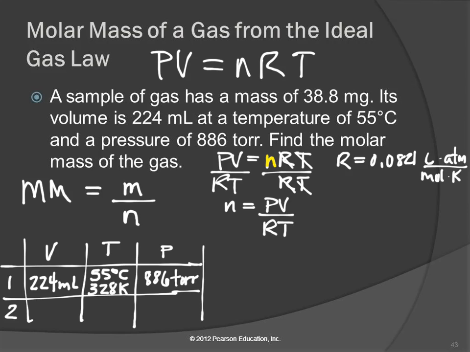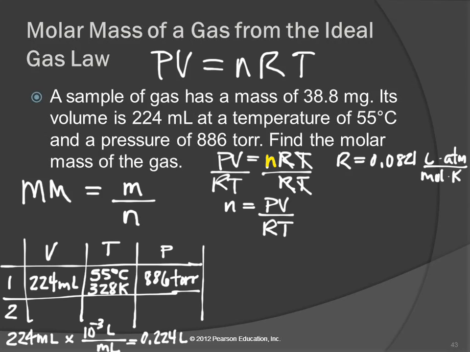So how do we convert milliliters to liters? Well, 224 milliliters, we're going to multiply by liters and divide by milliliters. What does milli mean? 10 to the minus 3. Milli's on the bottom, so we put what it means on the top. And we end up with 0.224 liters.